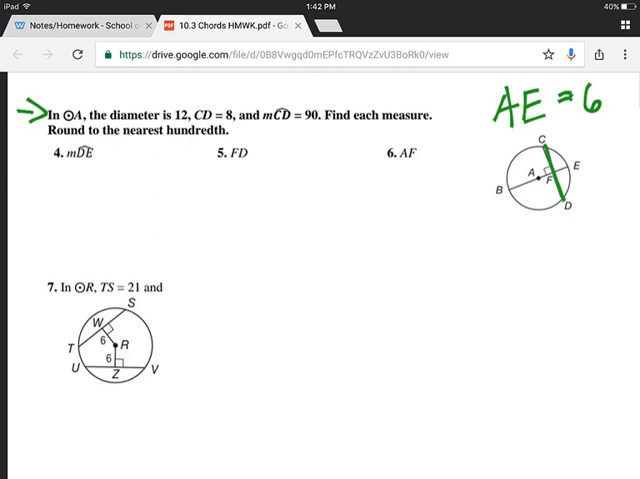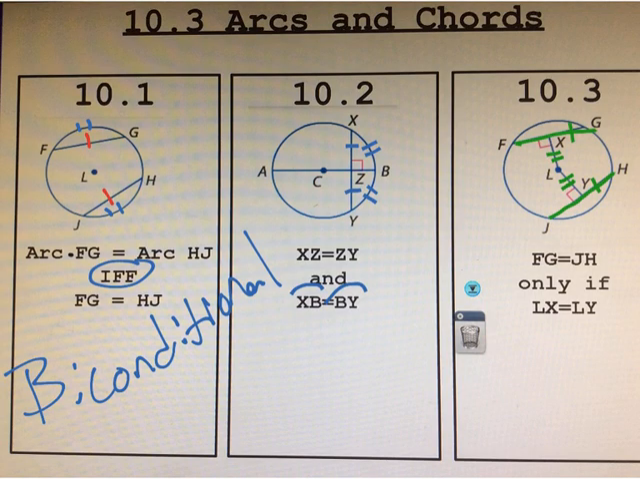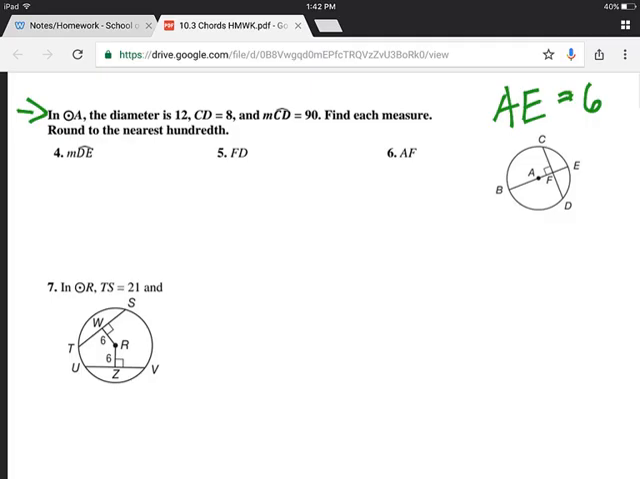Now, something interesting to note about that is that if that is 8, these have to be equal. So if that's going to be 8, then C to F and F to D have got to be half of that. So C to F has to be 4. And if CD is 90, these have to be equal, which makes arc CB have to be 45 degrees. Now we're ready to start, because now I got all my needed information.